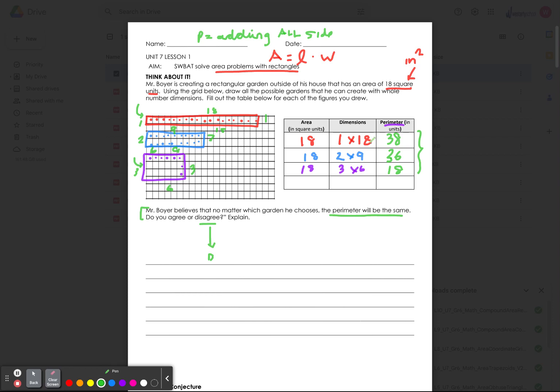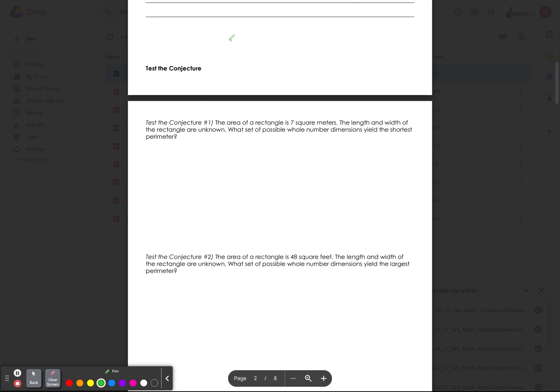When it was 1 by 18, we saw that the perimeter was 38. When it was 2 by 9, we saw that the perimeter was 36. And when it was 3 by 6, we saw that the perimeter was 18. So we do not agree with Mr. Boyer. Our perimeter will change if the dimensions of the rectangular garden change as well. Let's take a look now at our test the conjecture.